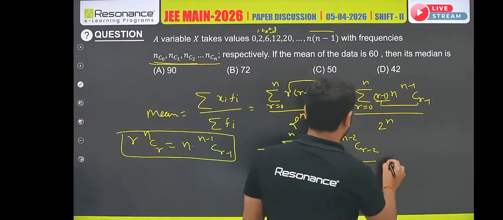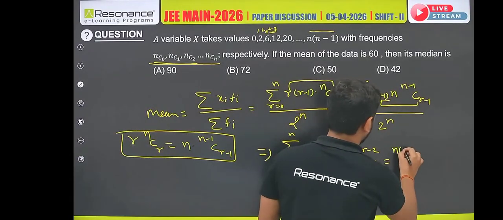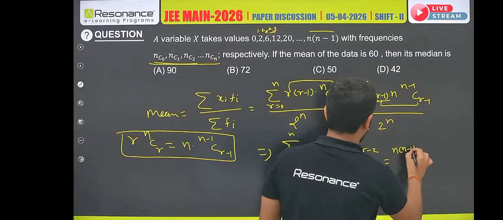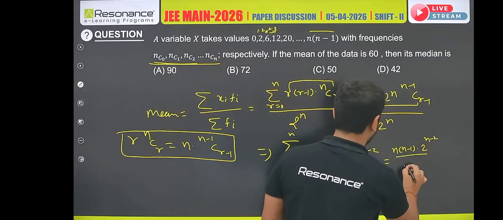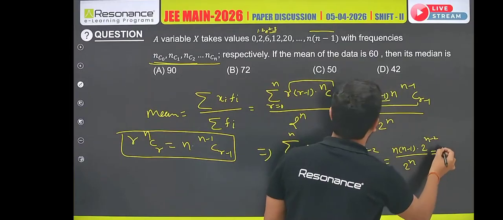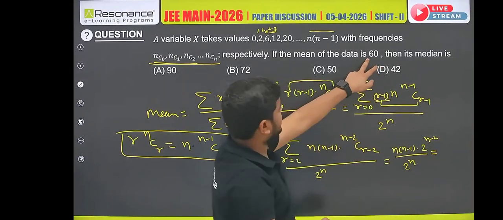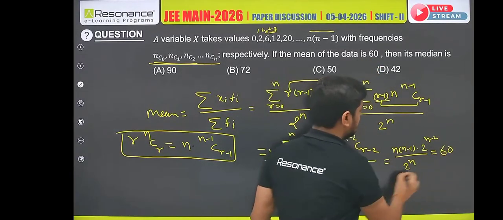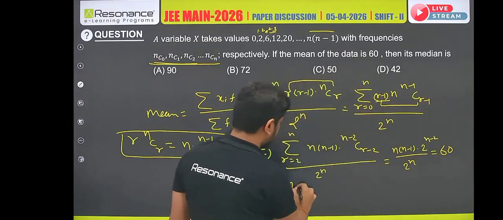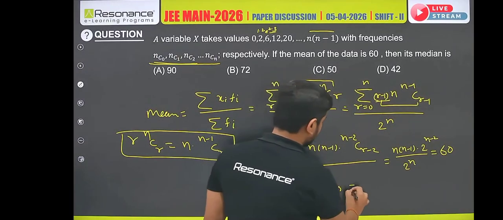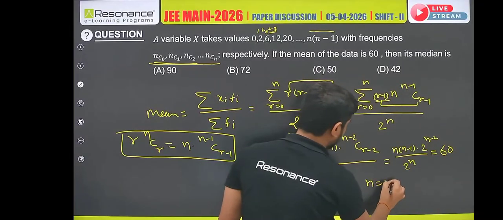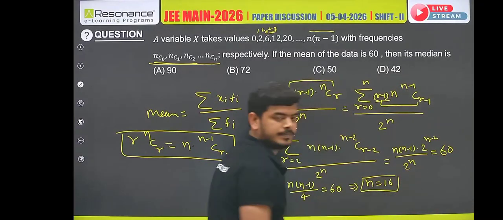Now simplify. You will get n(n−1)·2^(n−2) divided by 2^n. It is equal to how much? Mean is given 60. Now n(n−1)/4 is equal to 60. So from here n, you will get 16.